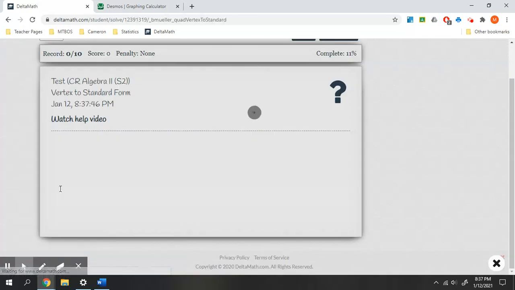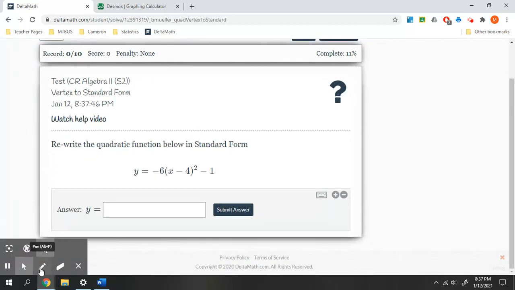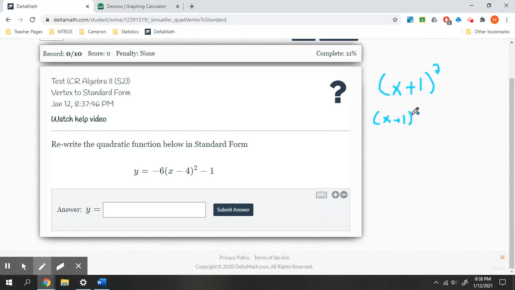So vertex form to standard form. Same thing here, just a little bit extra work. Now remember, if I have something squared, that means I have that times itself. So if I were to have something like x plus 1 squared, well, that simply means that I have x plus 1 times x plus 1. So don't worry about that squared. That just means you're taking that times itself.